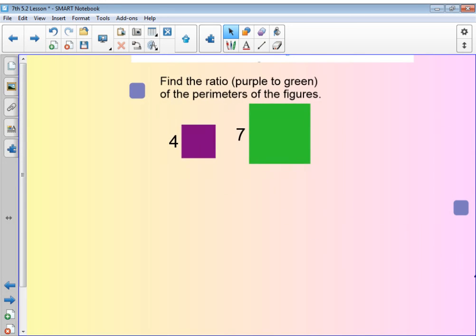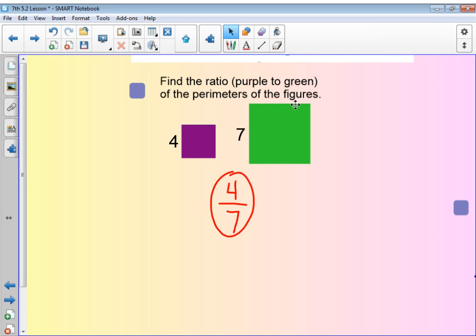Okay, so I want you guys to try this one. Find the ratio of purple to green of the perimeters of this figure. So go ahead and find the ratio of purple to green. You should have gotten 4/7, and that cannot be reduced down any more, so your final answer is 4/7.